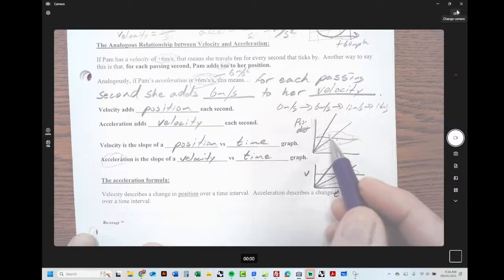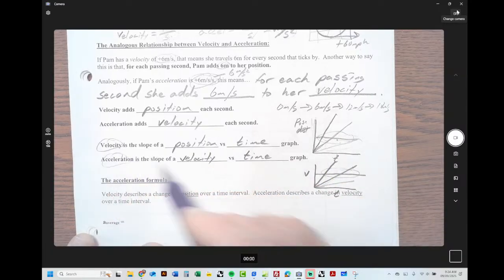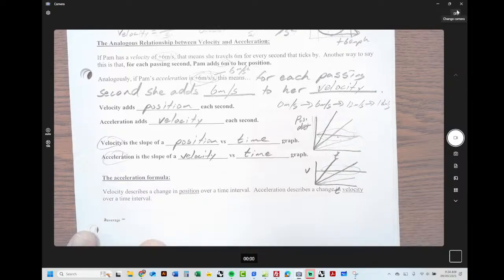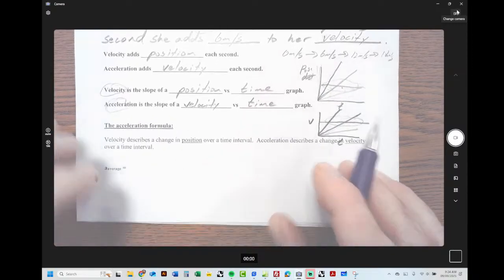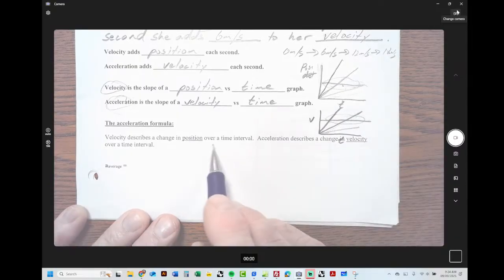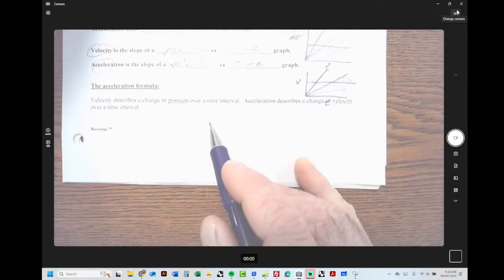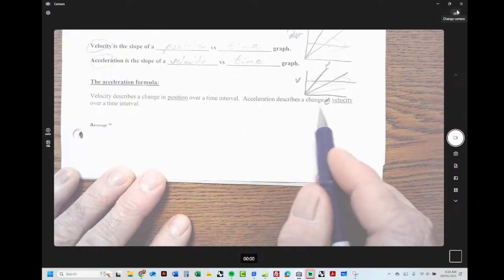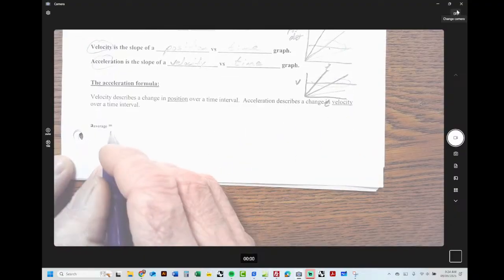Slope. No, this is position versus time. The slope of this is velocity. The slope of this is acceleration. So now for the formula. Velocity describes a change in, I did this up above, change in position over a time interval. Acceleration describes a change in velocity over a time interval.